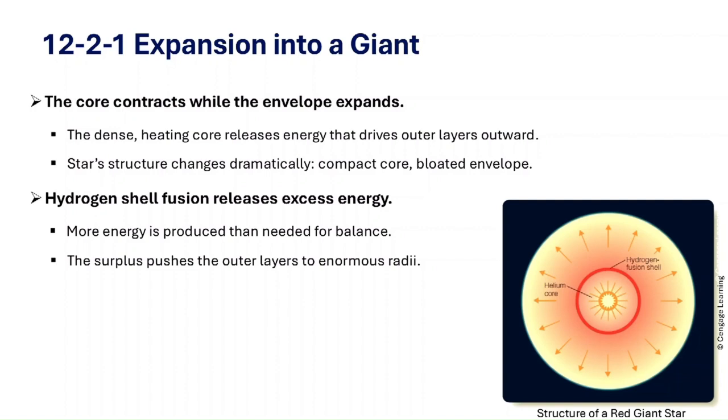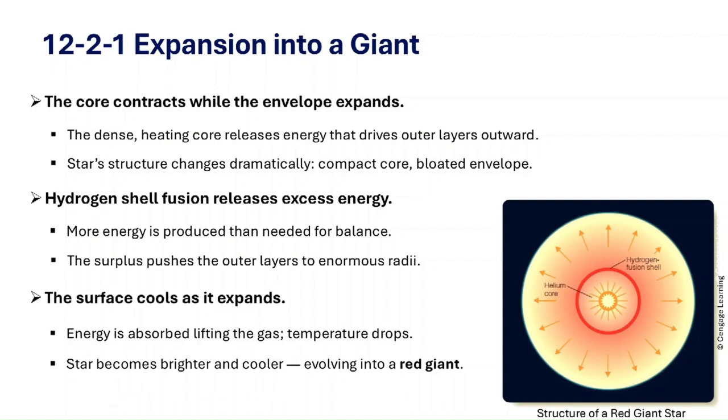Now as the envelope expands, there's a trade-off in the star's outer layers. Expanding the outer layers requires energy, and this energy is absorbed in lifting the gas against gravity. As a result, the surface temperature drops. So even though the star is brighter overall, because of its huge surface area, it appears cooler.